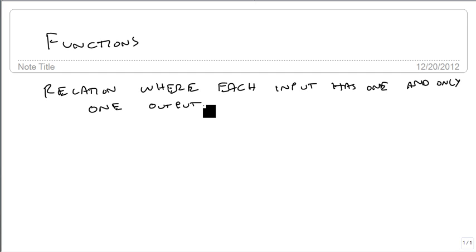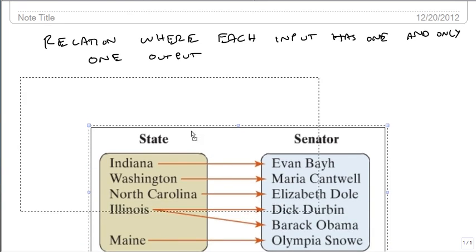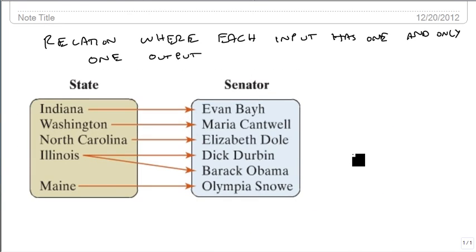It doesn't have to decide, well, which senator do you want? It doesn't have to decide which one of these three things you want. It just knows if you're given this one input, it always gives back out this output. And so to go with that, we're going to look at our states and senators again, that mapping, and we're going to look at this.